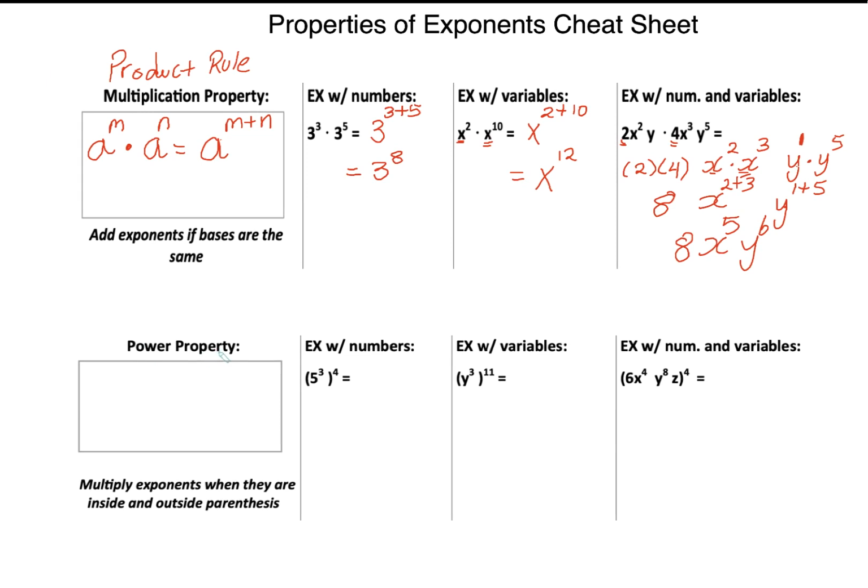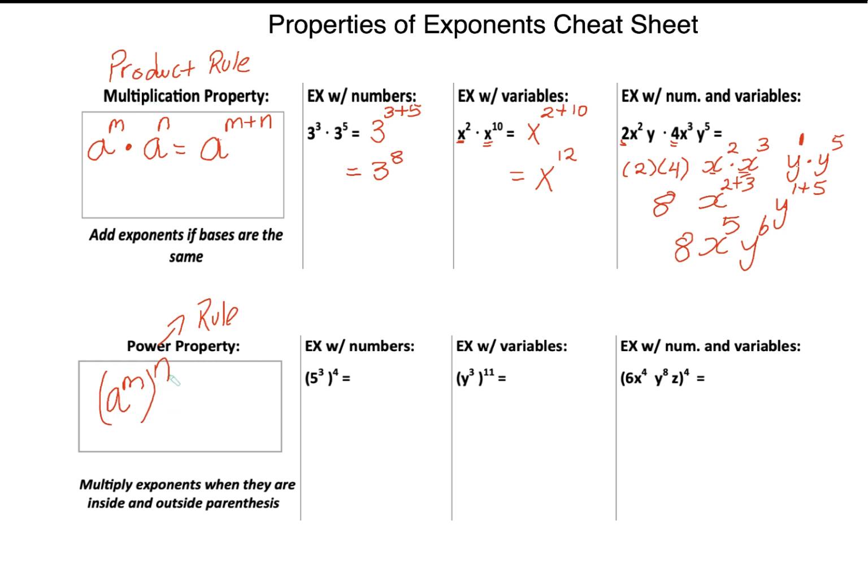Next we have our power property. The power property or the power rule, that's what we call it in class. The power rule is when you have a base, which is raised to an exponent, and then you're raising it to another exponent. Now, my students always have difficulties trying to differentiate power rule from product rule.